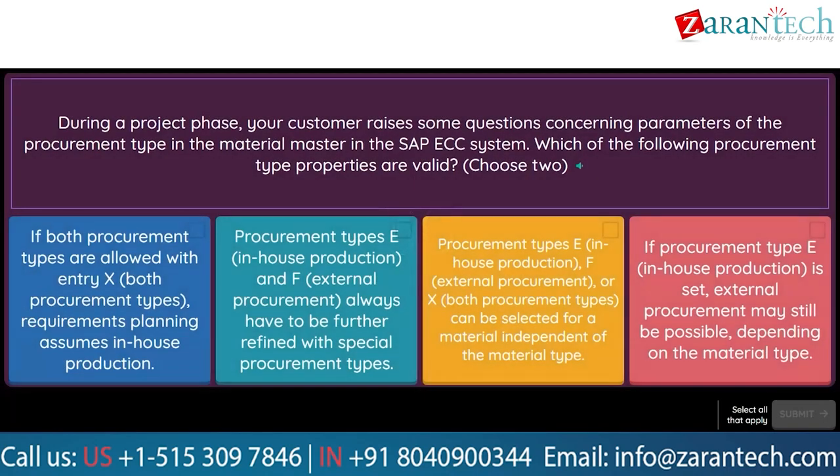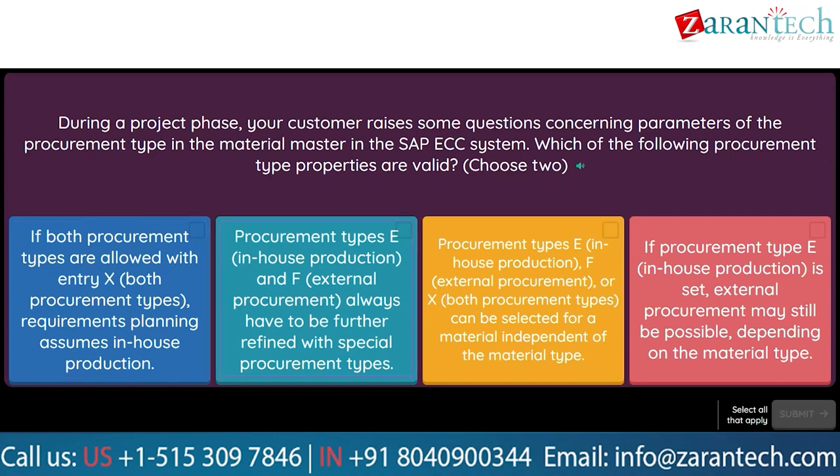Question, during a project phase, your customer raises some questions concerning parameters of the procurement type in the material master in the SAP ECC system. Which of the following procurement type properties are valid? Choose 2. Option 1. If both procurement types are allowed with entry X, both procurement types, requirements planning assumes in-house production.